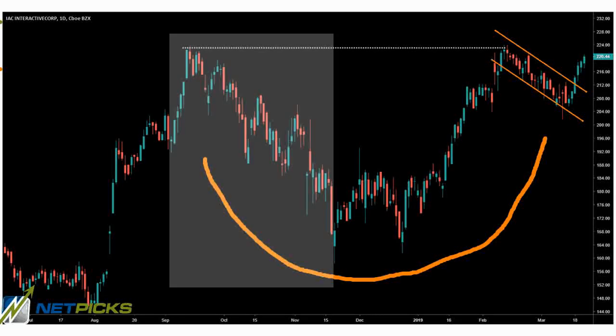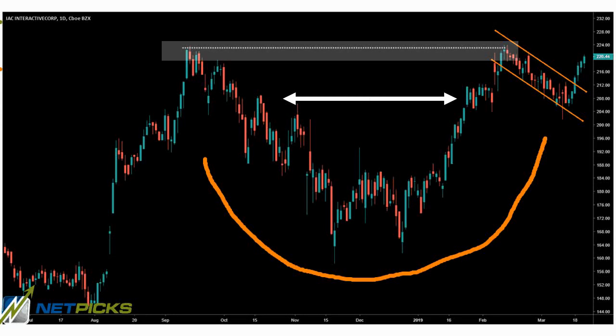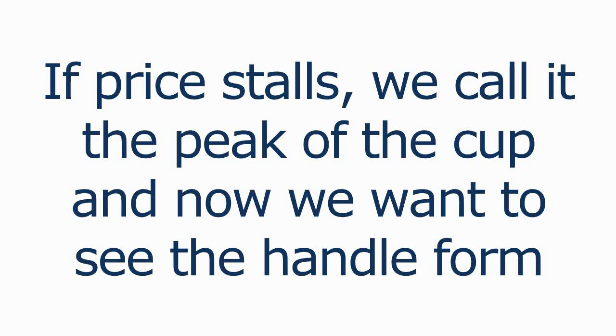Price is in an overall uptrend, price has pulled back after a gap up, and strong momentum in the stock. So as price forms that rounded bottom, the overbought condition of the move that went up is worked off, and price begins to move up, and the cup and handle formation begins. So as price moves lower and then higher again, it forms the sides of the cup, and eventually it meets up with the previous pivot high that forms potential resistance. Now, when and if price stalls at this level, we call it the peak of the cup, and now we want to see the handle form.